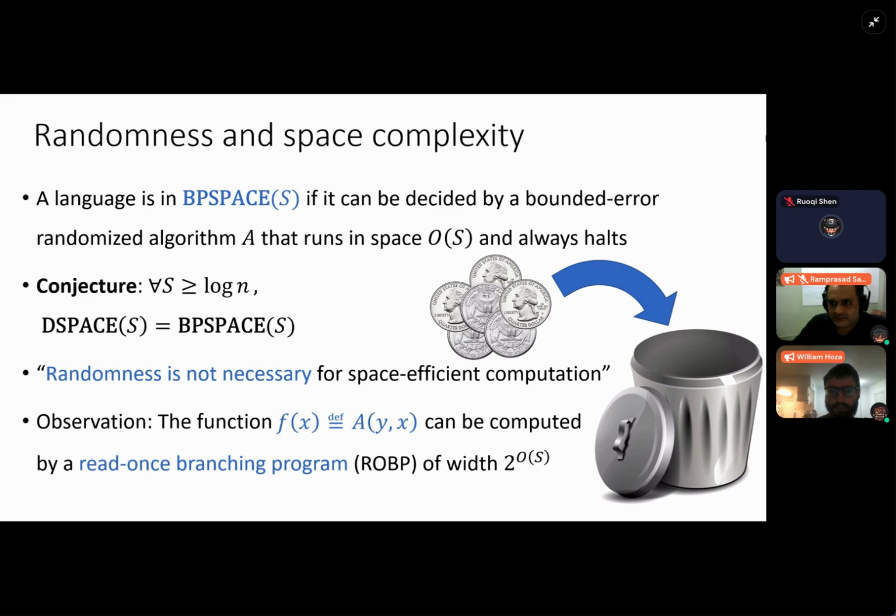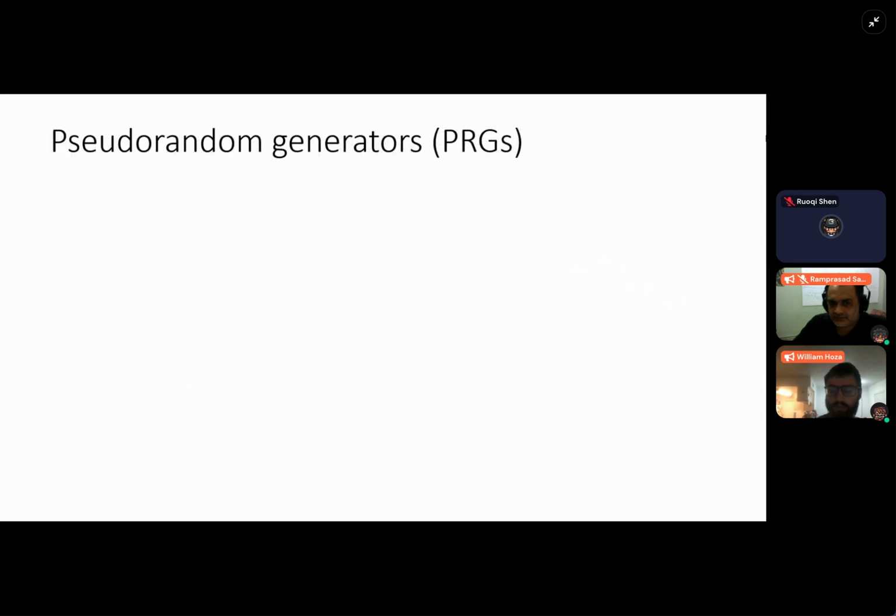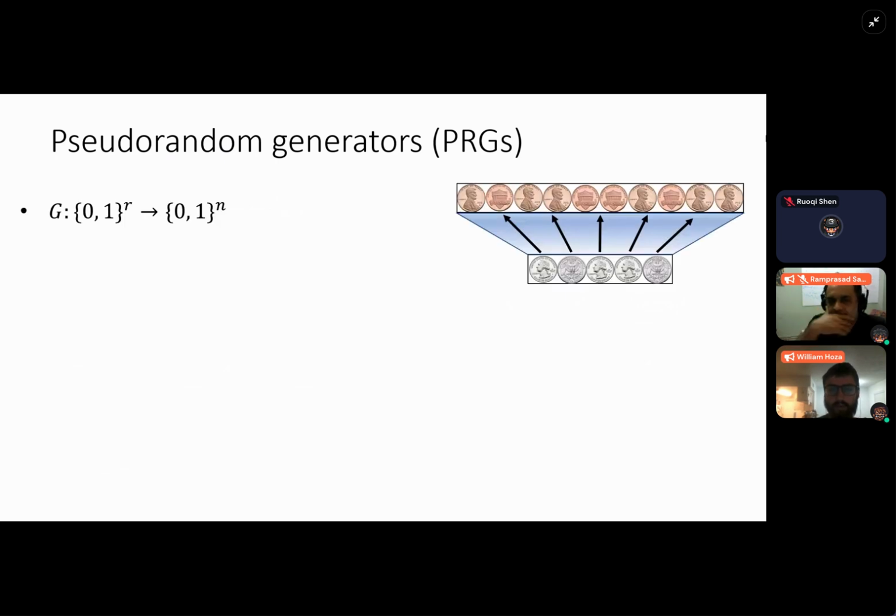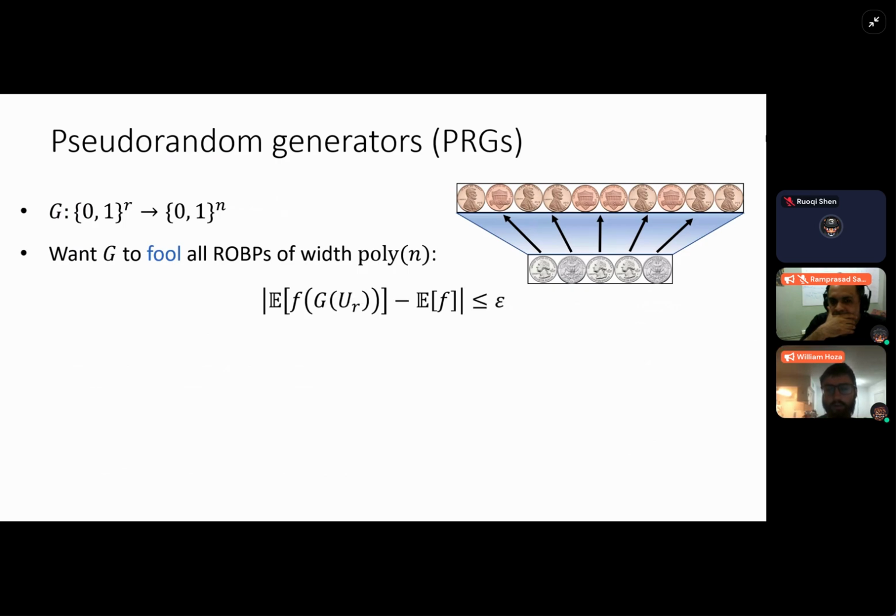The traditional approach to derandomizing space-bounded computation is to try to design a sufficiently powerful pseudorandom generator. A pseudorandom generator, as a reminder, is a function that stretches a short r-bit truly random seed out to a long n-bit pseudorandom string. What we mean by that is that for every polynomial width read-once branching program, the expectation of the program is essentially the same, up to some small error epsilon, in two scenarios. The first scenario is that you plug in truly random bits, and the second scenario is that you plug in pseudorandom bits from the generator.